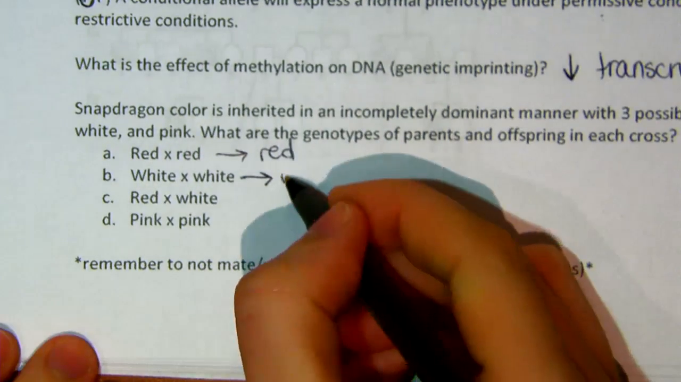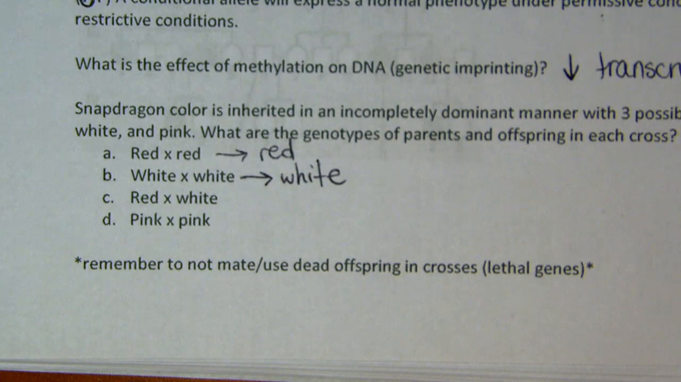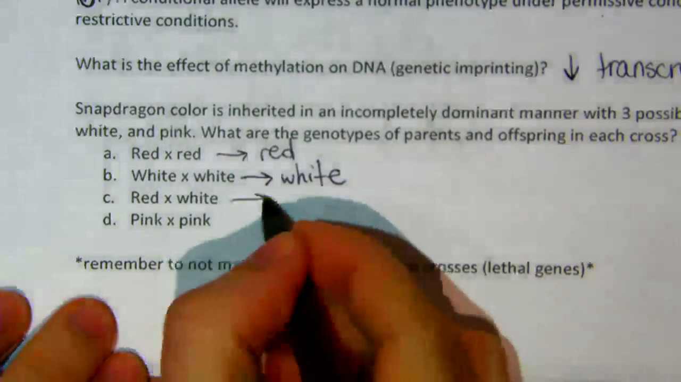What about white and white? They're always going to be white. There is no variation. What about white and red? This is incompletely dominant, remember. So if these genes interact, neither of them can win. They're all going to be pink.